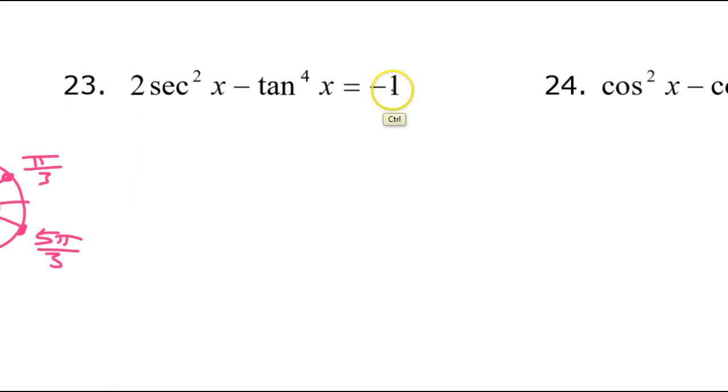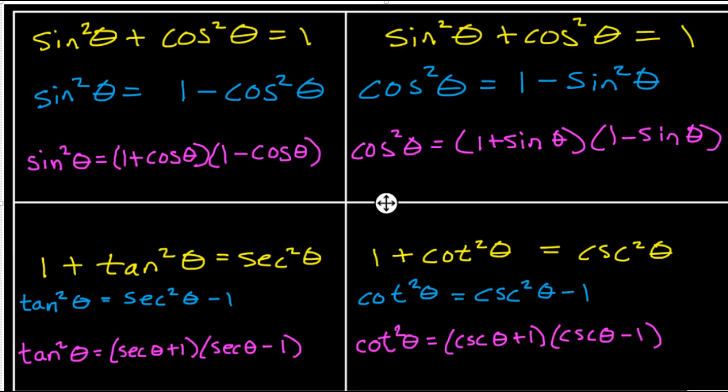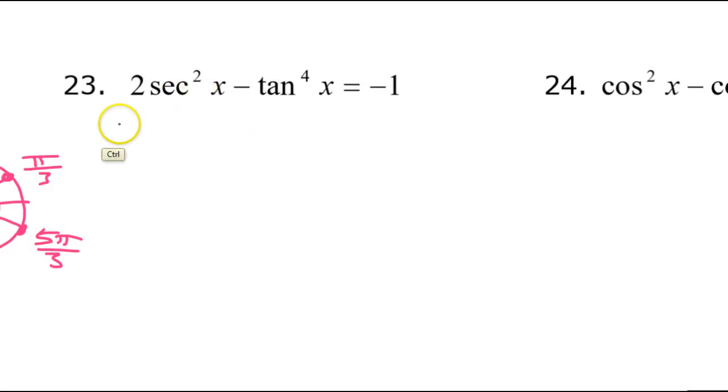Number 23 looks like it's going to be a factoring problem, but first, I don't like the fact that I have 2 different types of trig functions. I have secant and I have tangent. So I really want to rewrite these so that I have just one trig function. So I'm remembering my identities, and you have to have these memorized. So secant squared is 1 plus tangent squared. So I'm going to make that substitution right now.